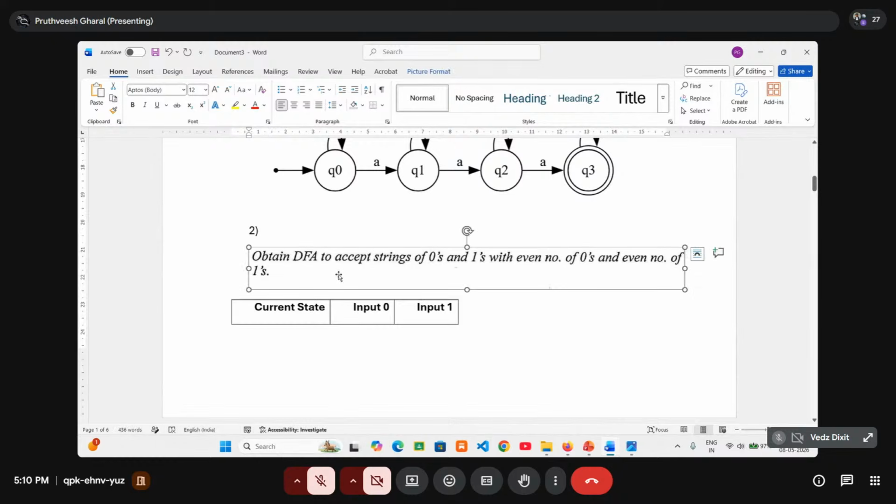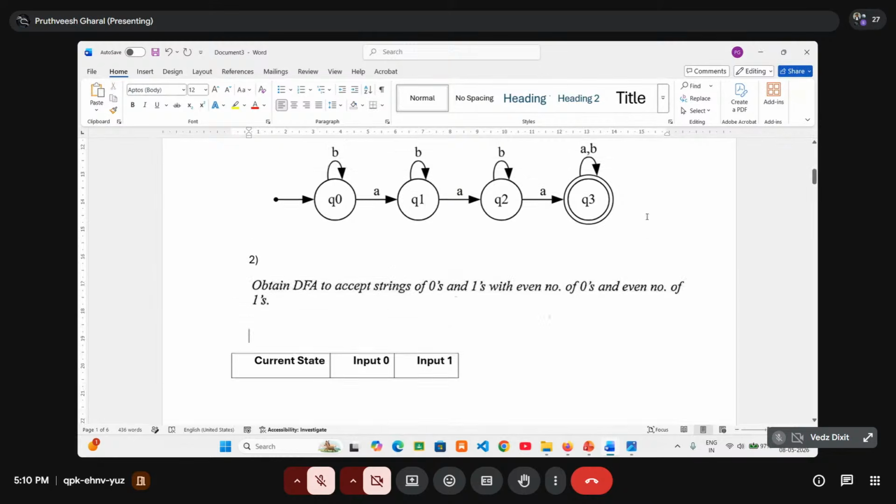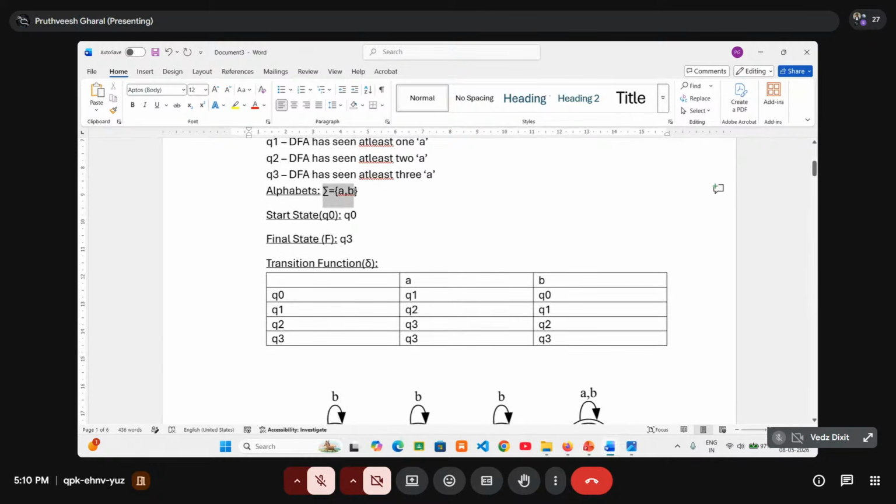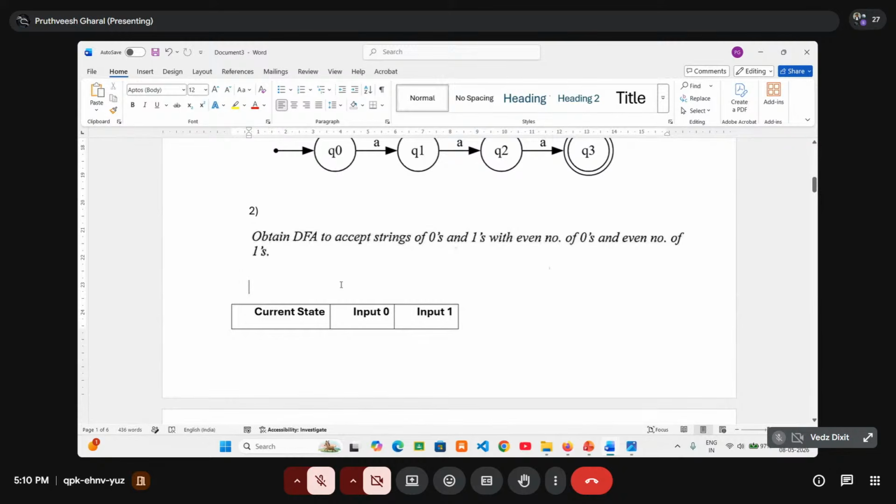Next, we have to design a DFA to accept strings of zeros and ones. So what have they already given here? This is a type of word problem. What information have they given here? They have told us that we have to design a DFA. They have written octane here, but it is design. We have to design a DFA that is going to accept strings of zeros and ones. We know that the strings we are going to receive are going to contain zeros and ones.